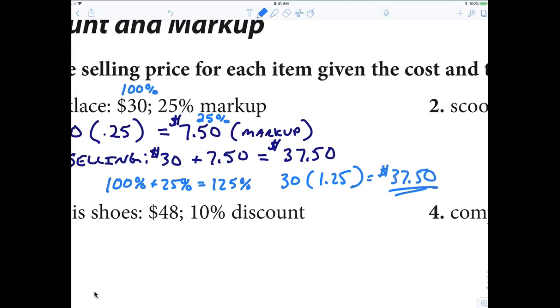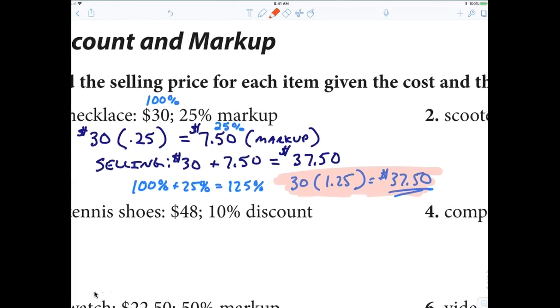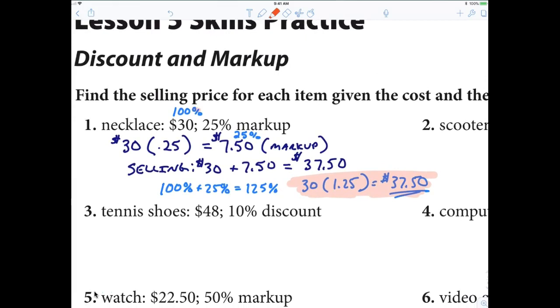So listen to me. That's what I need for you to be able to do. I need for you to look at this right here and say that's the quickest way possible. Everybody hear me on that? Now, one more time. The reason we multiplied by 1.25 is because 30 represented what? And the discount is what? 85. So the total would be what? 125%.